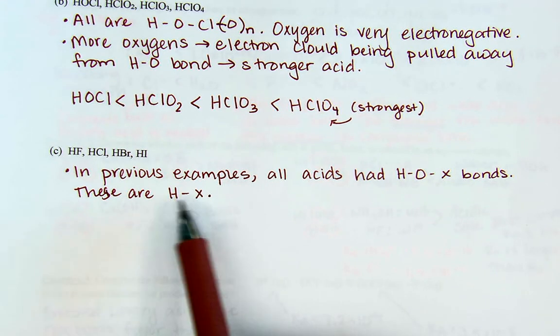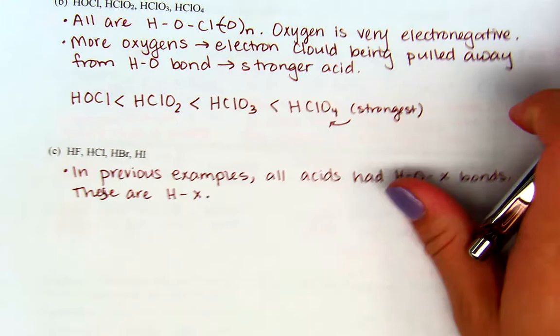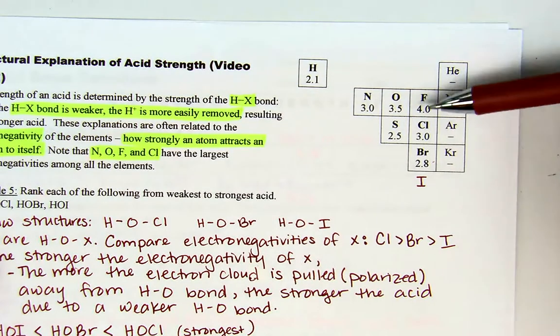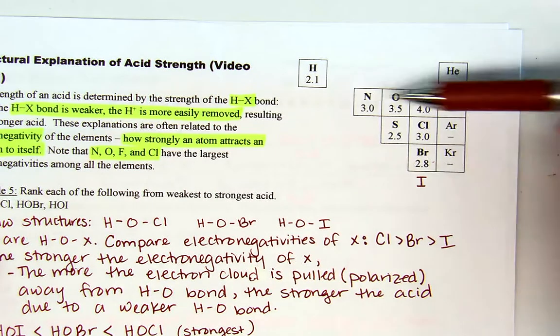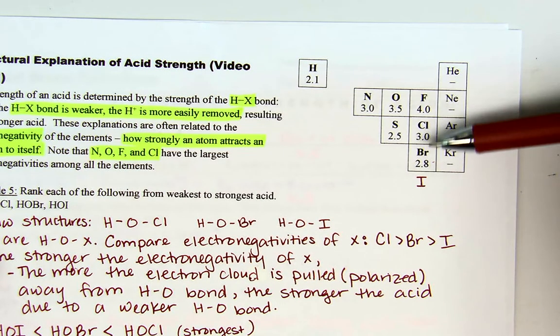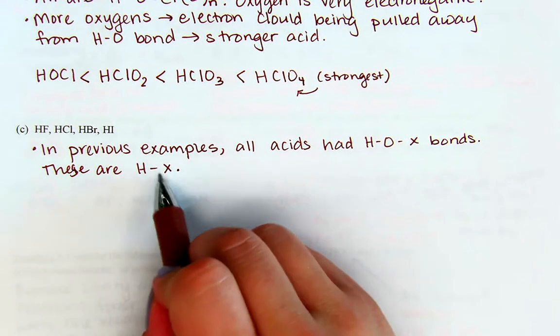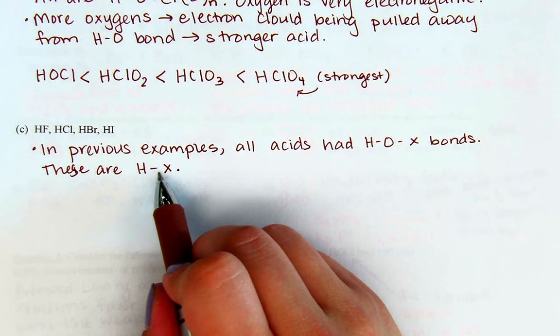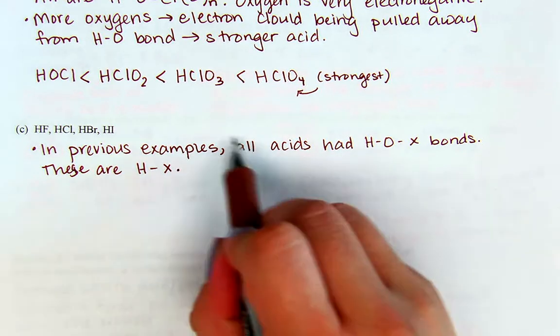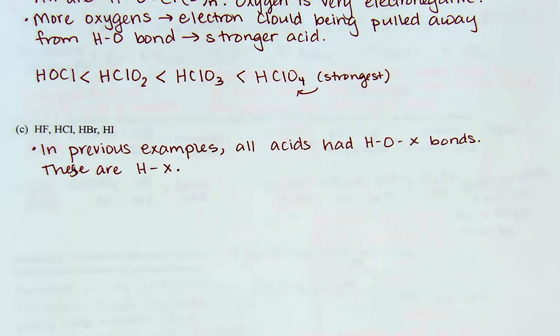If you're HF, fluorine is very small, because remembering your trends, you get bigger as you go down, and you get bigger also as you go left. So small, a little bigger, bigger, biggest. So if you're very small, you're going to be very close to hydrogen, and you're going to be able to hold on to it very tightly because you're close. For very large, you're going to have a long bond. That bond's going to be spread apart more, and you're not going to be able to hold on to that hydrogen as strongly. So that's going to lead to a weaker acid.